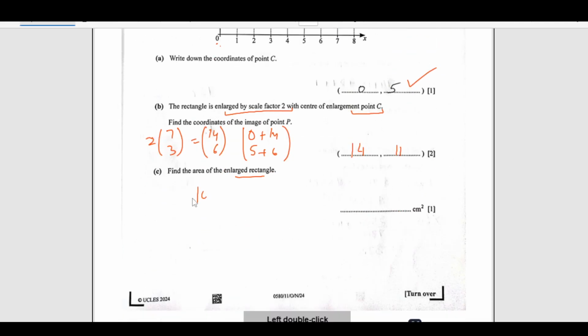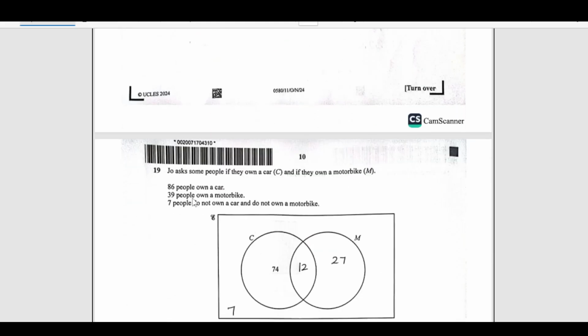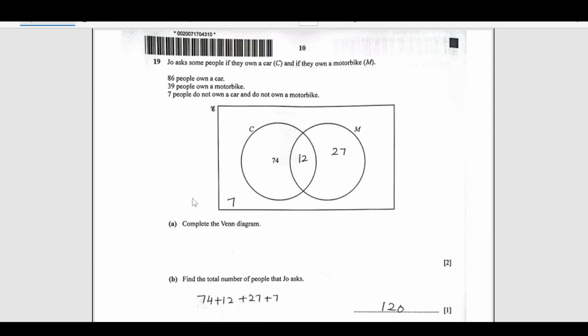So enlarged area is 10 times 6, that is going to be 60 centimeters squared, right. Now number 19, Joe asked some people if they own a car C and if they own a motorbike M. 86 people own a car, 39 people own a motorbike, 7 people do not own a car or a motorbike. So that 7 will be outside, which is nowhere, right.